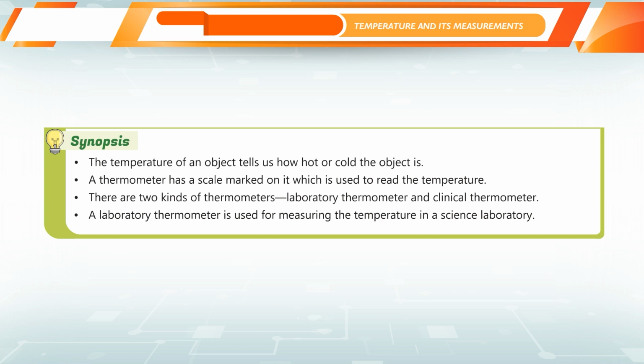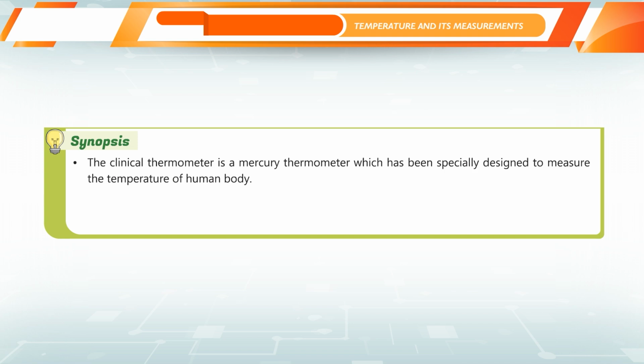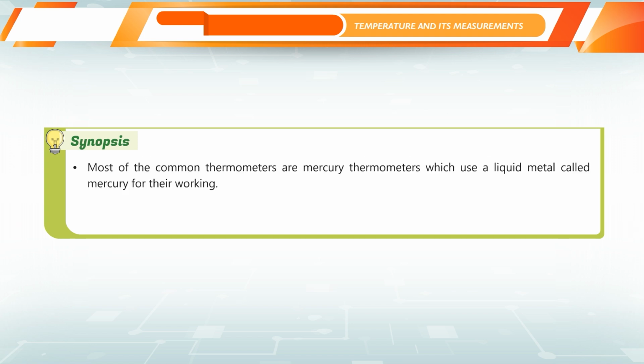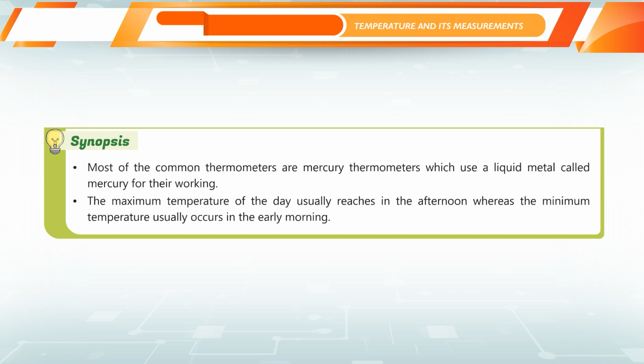A laboratory thermometer is used for measuring the temperature in a science laboratory. The clinical thermometer is a mercury thermometer which has been specially designed to measure the temperature of the human body. A similarity between the clinical thermometer and the laboratory thermometer is that both are mercury in glass thermometers. Most of the common thermometers are mercury thermometers which use a liquid metal called mercury for their working. The maximum temperature of the day usually reaches in the afternoon, whereas the minimum temperature usually occurs in the early morning.